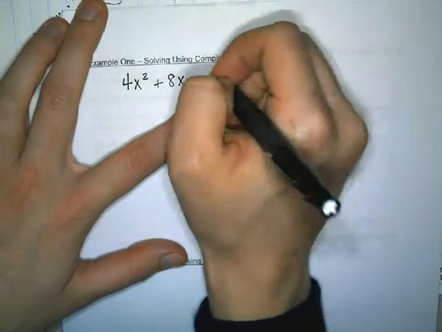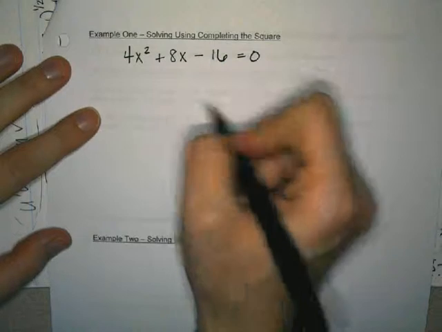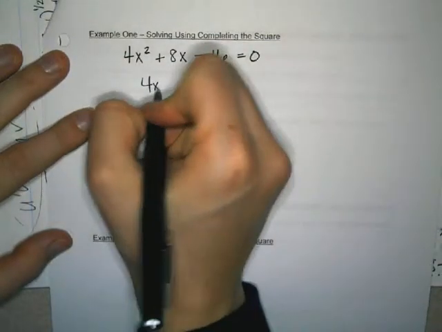Alright, let's start with 4x squared plus 8x minus 16 equals 0. Alright, so we're going to go ahead and use completing the square to solve this. Because actually this one is not factorable, so we wouldn't even be able to use factoring, so we have to have other ways to solve this besides just factoring. Alright, it's written in standard form. I'm going to start by moving C to the other side. This is the first step.